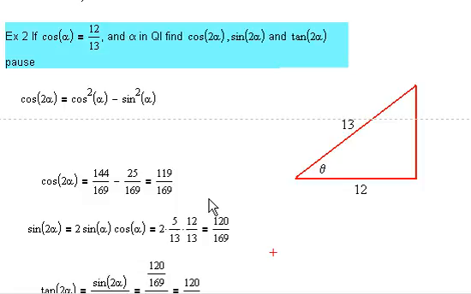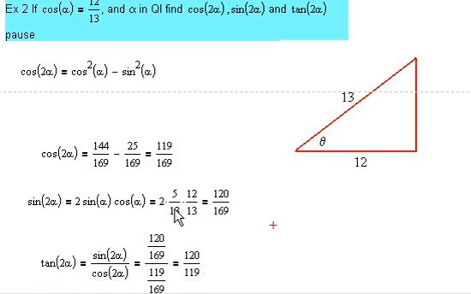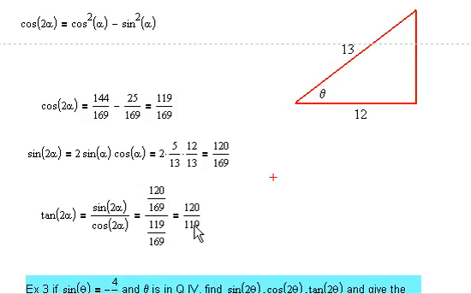If I would have said this was in quadrant 4, cosine of 2 alpha would be the same. However, sine of 2 alpha would be negative 120 over 169, and tangent of 2 alpha would be negative 120 over 119.